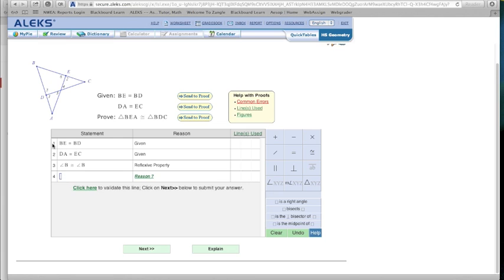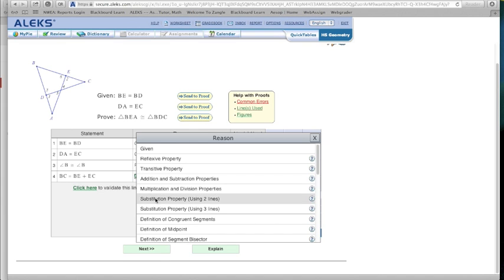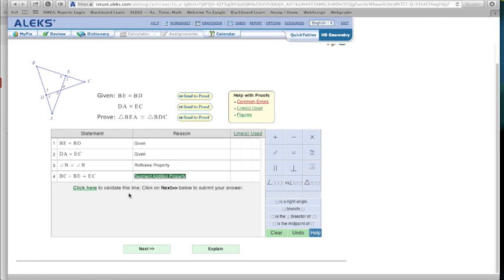And now we have to deal with the segment statements here. We know BE is congruent to BD, and we know DA is congruent to EC. So what we want to do is add BE to EC, and add BD to DA. And so let's go after side BC first. So we'll say BC is equal to, and then let's put its parts in here, BE and EC. So it's BE plus EC. And what we're doing here is adding segments together, so that would be the segment addition property.